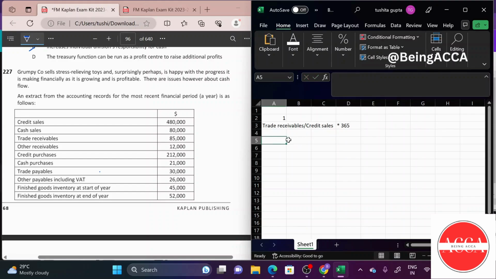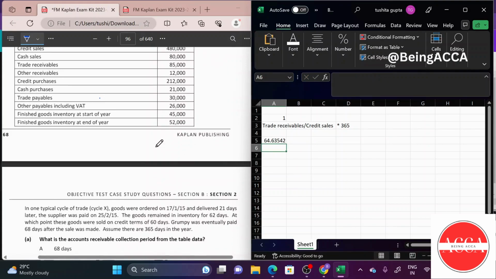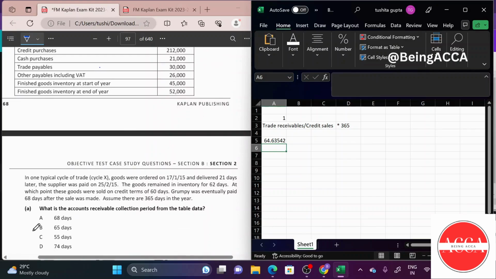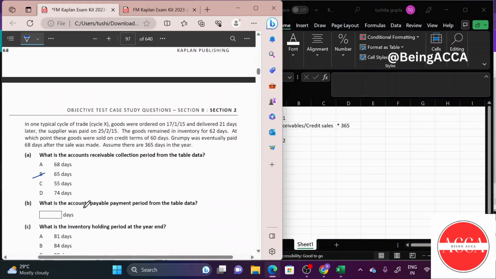Trade receivables are given to us as 85,000, and dividing this by credit sales, which are given as 480,000, and then multiplying by 365, we get our answer as 65 days, which will be option B. Moving on to the next question.